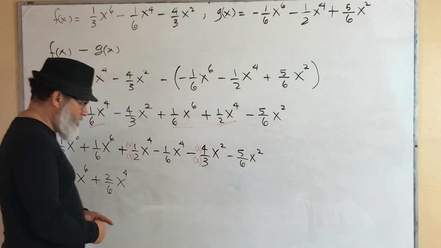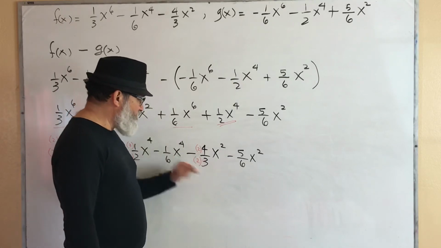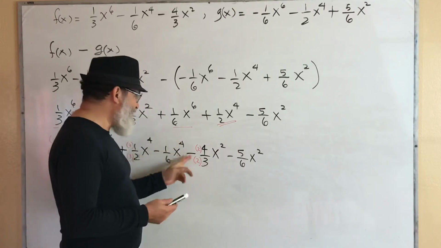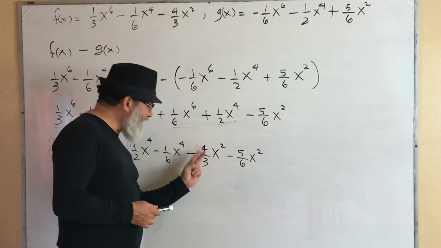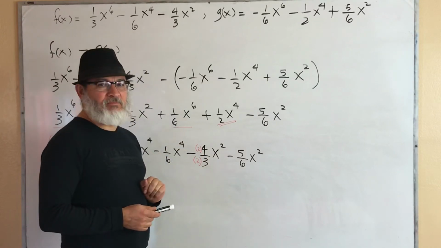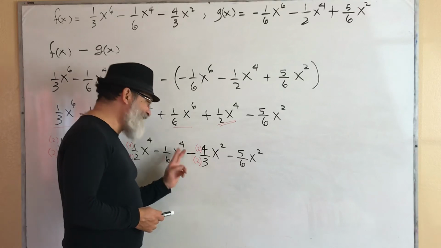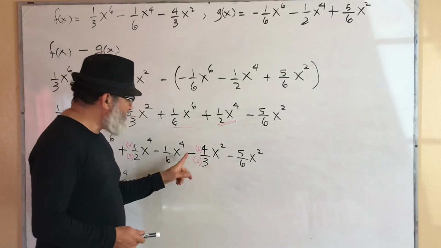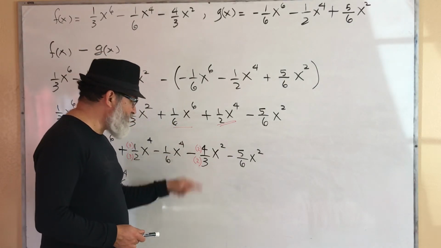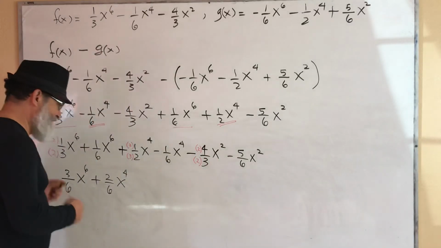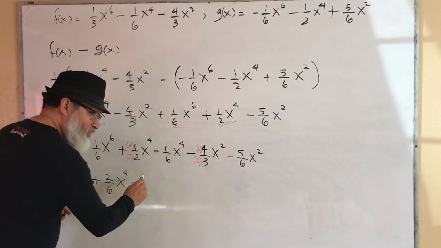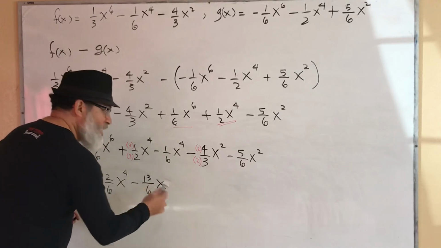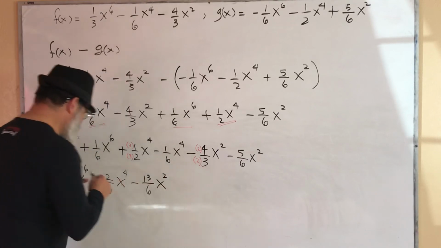Now, the negative 4/3 became what? Negative 4/3 became 8 over 6. So negative 8 over 6 minus 5 over 6. What's negative 8 over 6 minus 5 over 6? Negative what? Negative 13 over 6. X what? X squared.